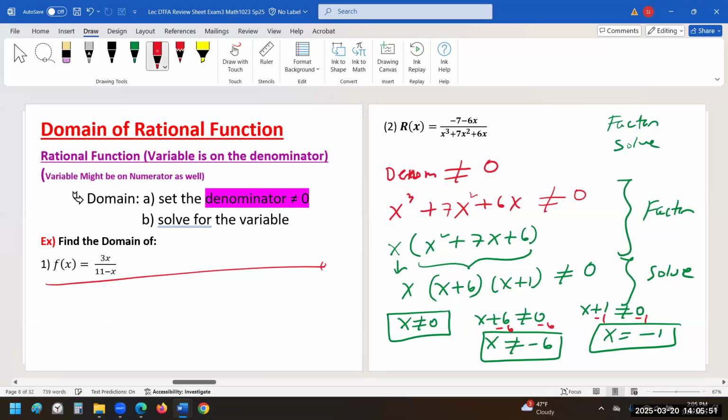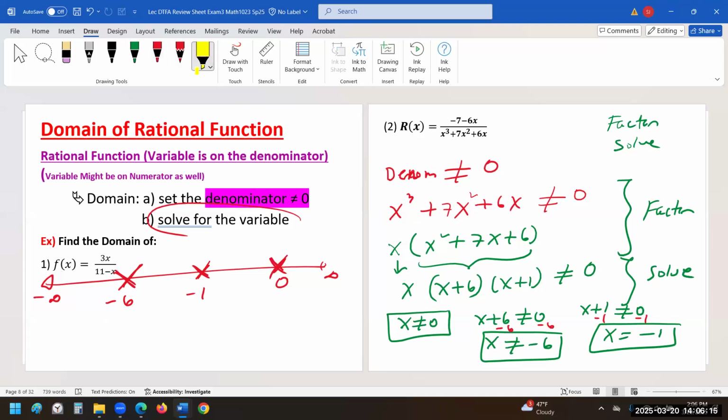And then this says write the domain in interval notation. Interval notation means you want to see which intervals we have in our domain. It cannot have -6, it cannot have -1, and it cannot have 0. So the first interval is from -∞ to -6. We cannot use the -6, so it's parentheses.